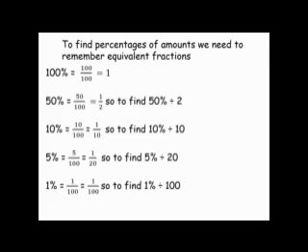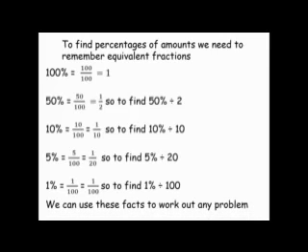If we want to find 10% of something, that's the same as 10 over 100, which is the same as 1 over 10. So to find 10%, we divide by 10. To find 5%, 5 over 100, which is the same as 1 over 20. So to find 5% of a number, we divide by 20. And finally, 1% is 1 over 100. So to find 1% of a number, we divide by 100.